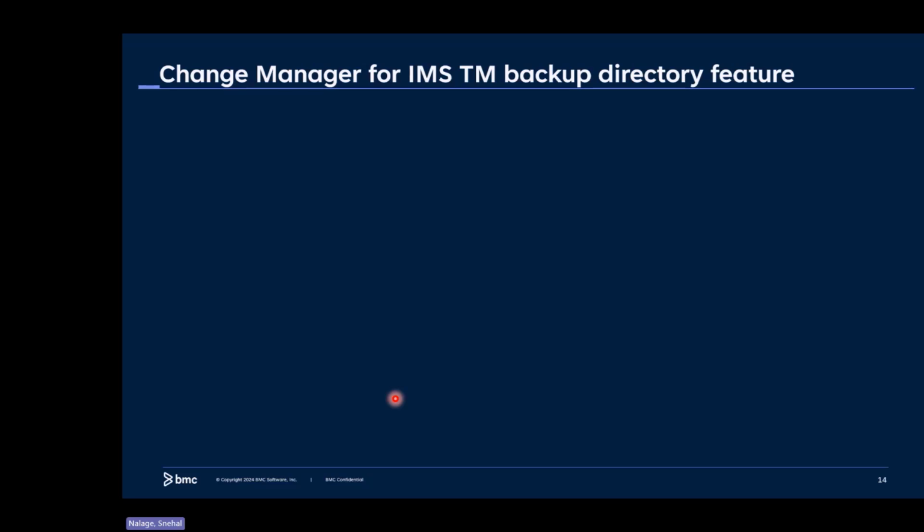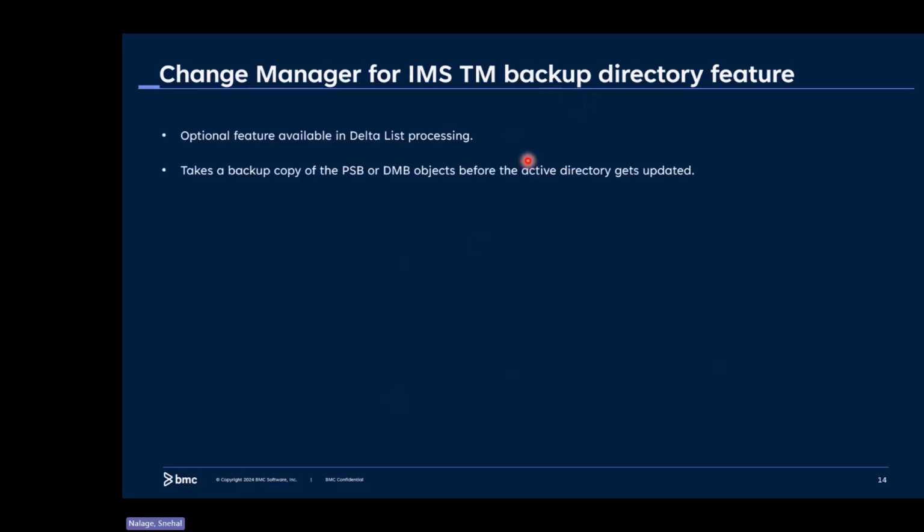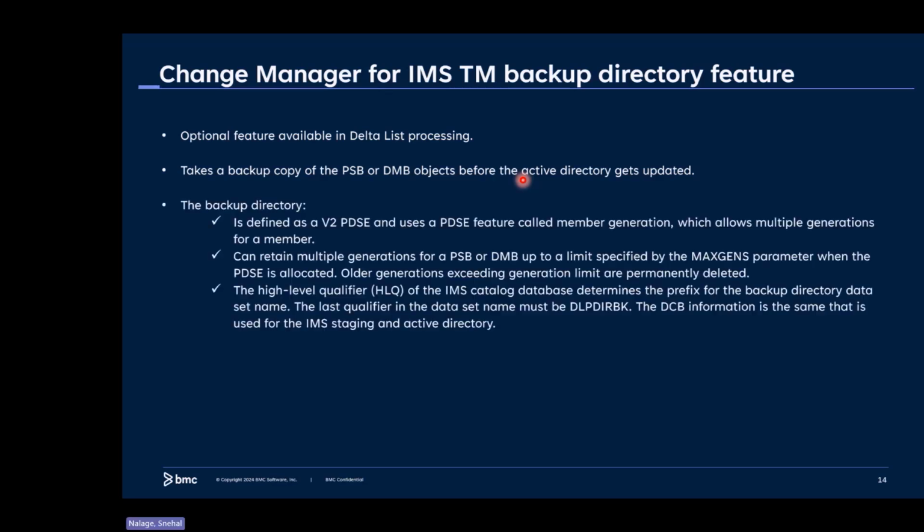Now let's take a look at the backup directory feature. The change manager for IMS-TM backup directory is an optional feature in delta list processing that creates a backup copy of the PSB or DMB object before the Active Directory is updated during the delta list add, revise, and reload request. So what is this backup directory?